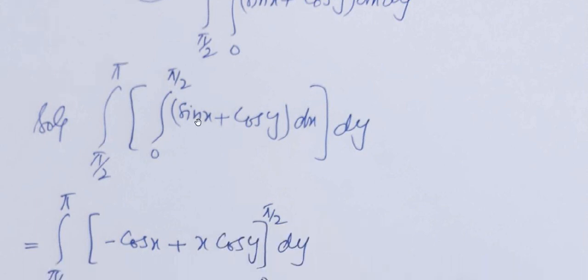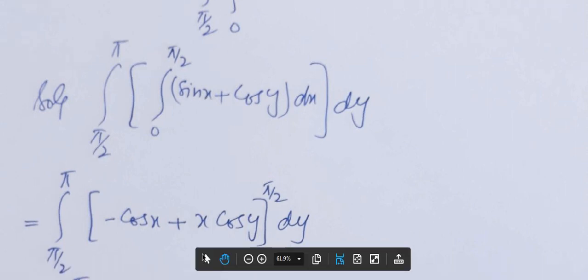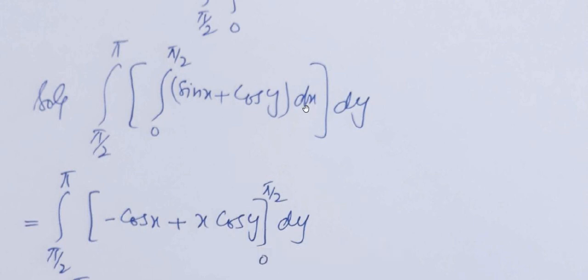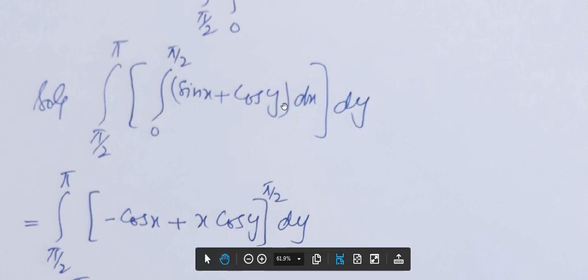So now you will integrate sine x. Integration of sine x is minus cosine x. You know, the derivative of sine x is cosine x, but the integration of sine x is minus cosine x. And here is cosine y. Now you can see this variable y, but we want to integrate with respect to x. So cosine y we will treat just like a constant number. So we write cosine y the same, and the integration of 1 will be x. So it will be x cosine y.